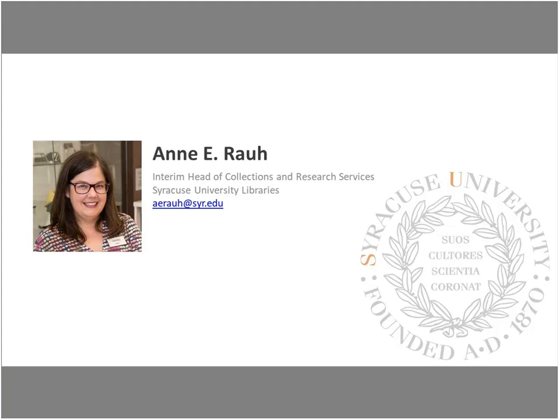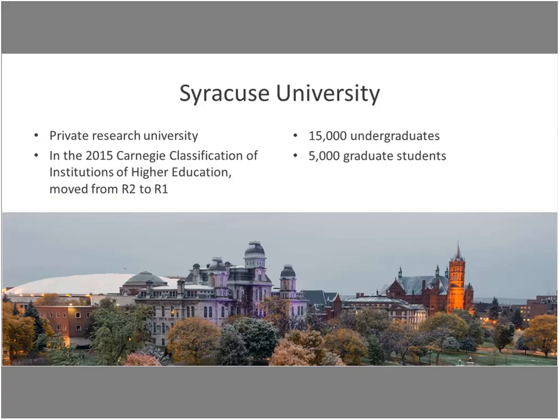Okay. Hello, everybody. My name is Annie Rao, and I'm the Interim Head of Collections and Research Services at Syracuse University. In that role, I have a team of subject liaisons and collections librarians, and we work with all of the university-aligned research initiatives that come out of the libraries. I'm going to begin by giving a little bit of an overview of Syracuse University because it is very integral to where we are with our research information management system and the implementation of it.